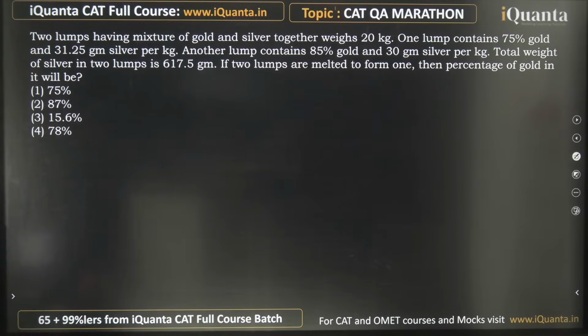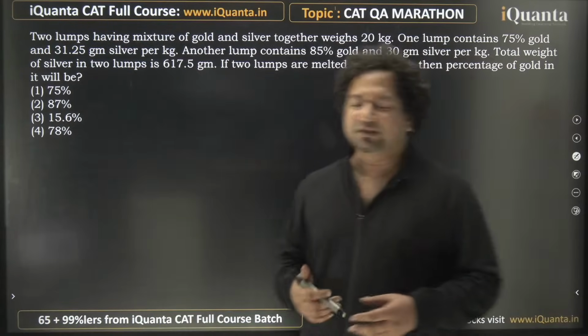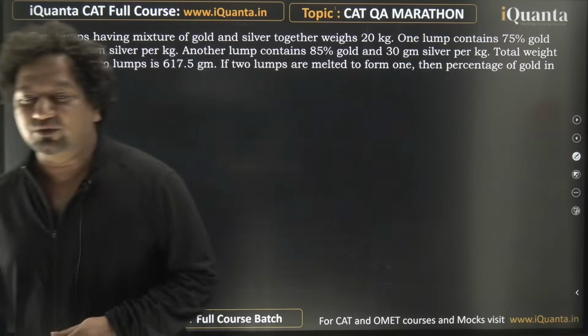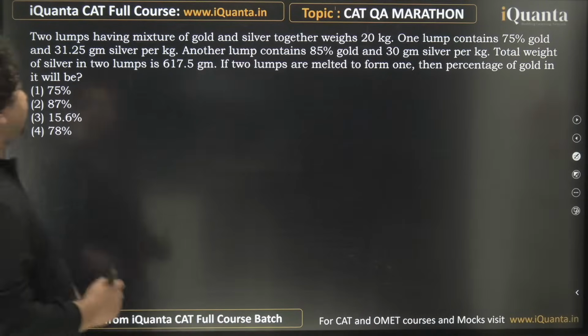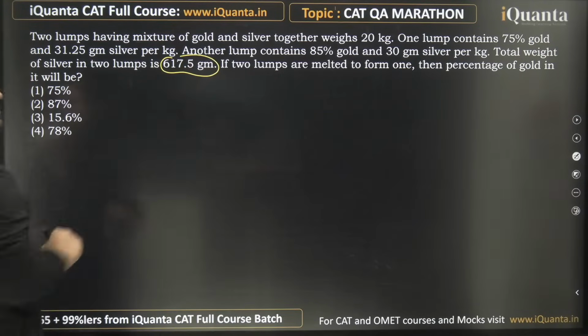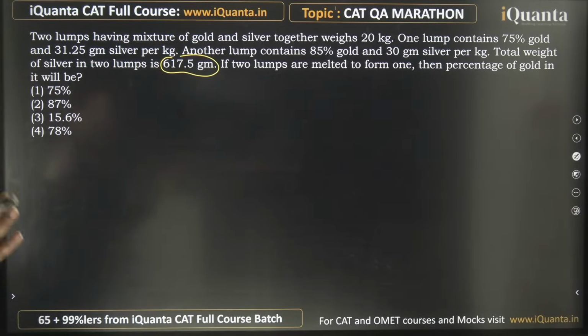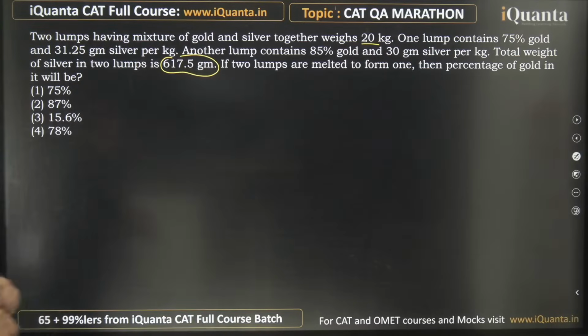Okay, so how did you guys do that? There are various ways. One is forming equations, but we'll do something which is quicker and cooler. That is alligation. How many of you used alligation for this? As you can see, total weight of silver is given as 617.5 grams, and overall the total weight was basically 20 kilograms.